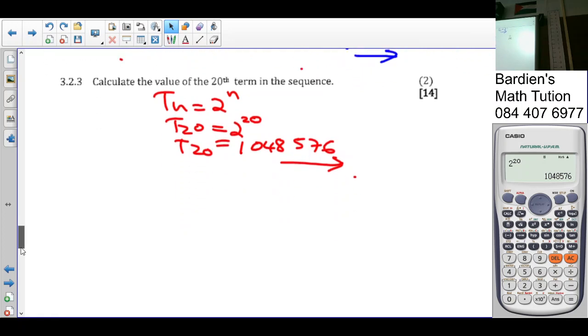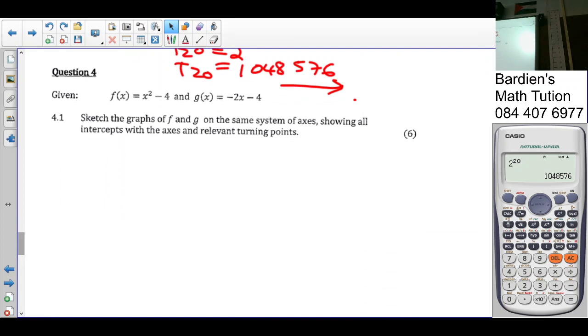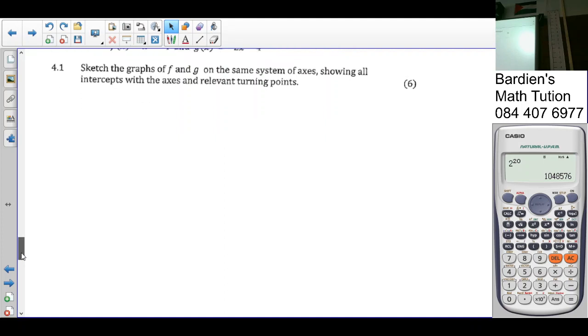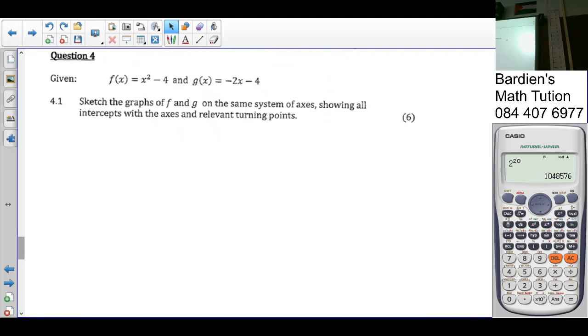Right. Then the next question, question 4. In question 4, we are given f of x equals x squared minus 4. So what type of graph is that? Parabola. And g of x equal to negative 2x minus 4. Which type of graph is that? Straight line. So the question says sketch the graphs of f and g on the same system of axes, showing all intercepts with the axes and the relevant turning points.